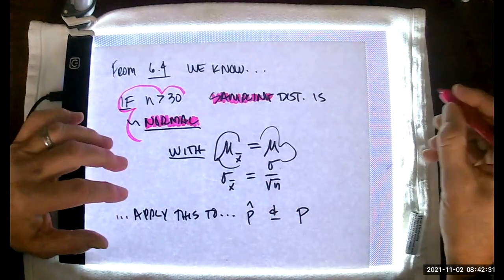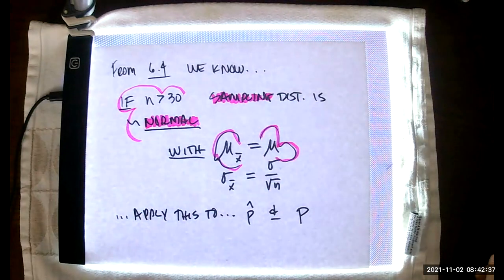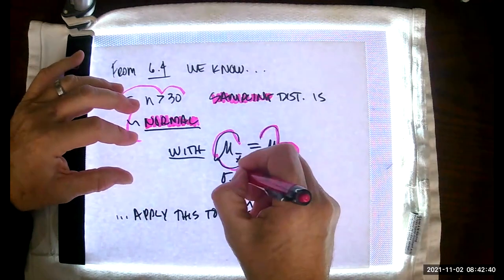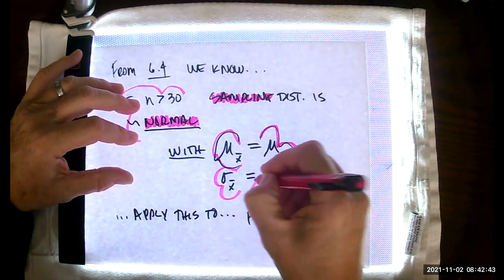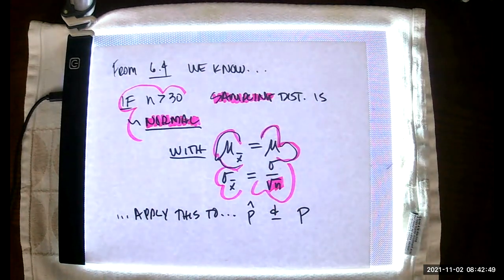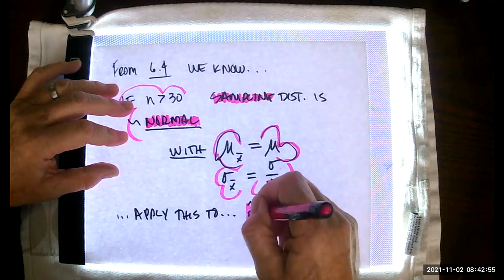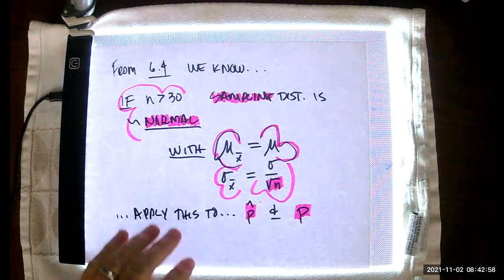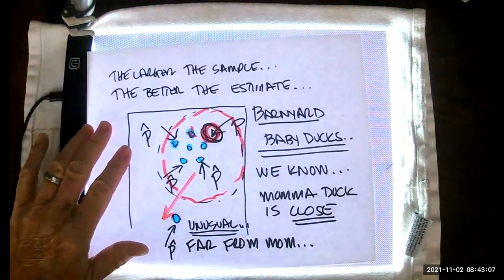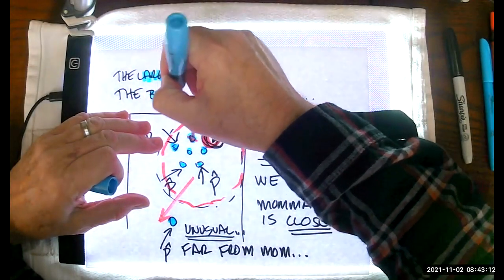In terms of the mean, the distribution will have a mean very similar to the population, and the standard deviation will be a bit smaller than the population standard deviation by a factor of the square root of n. And this also applies, as I say, to p hat and to p. Now, let's talk about how this actually works. First, I will note that if we have a larger sample, we have a better estimate.